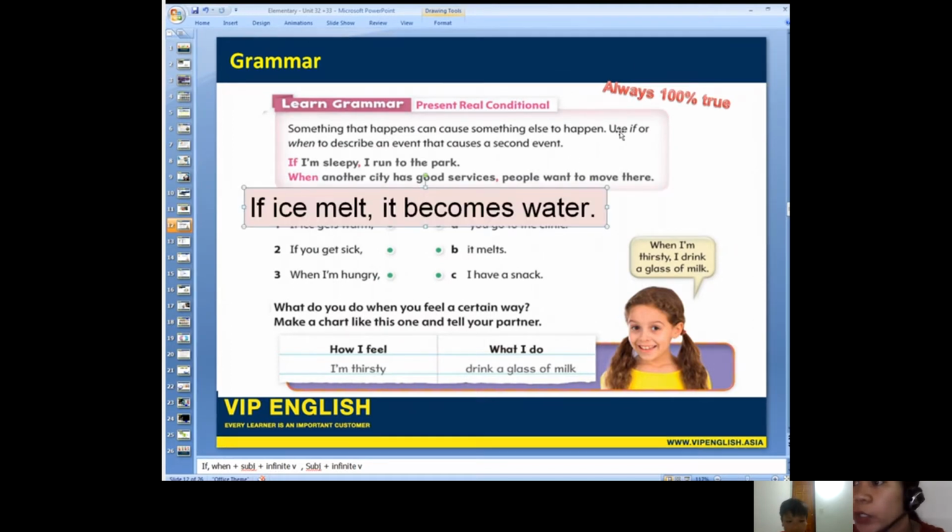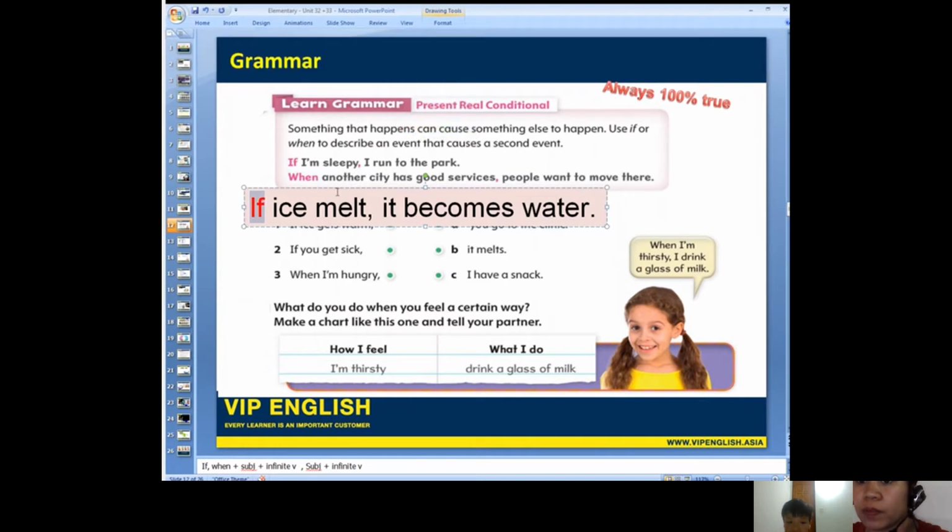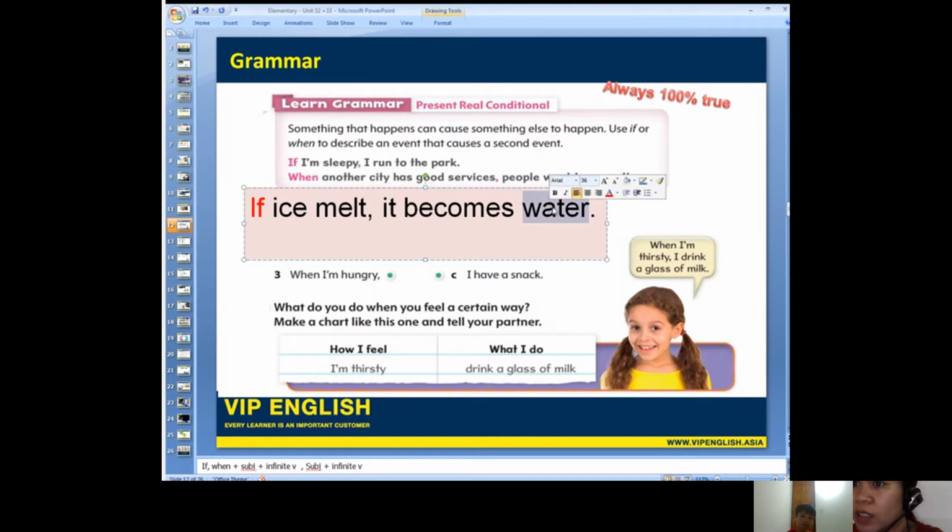So here, it says use if or when. I choose to use if. So I said, if ice melts. So this is the event that I am talking about. If ice melts, it becomes water. And this is the second event. It becomes water.